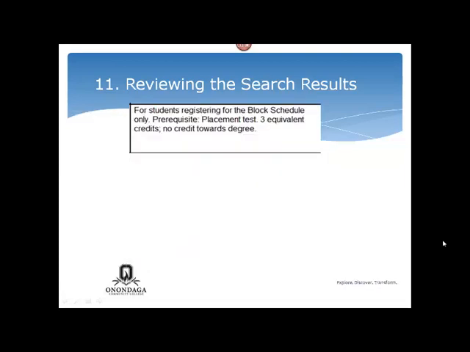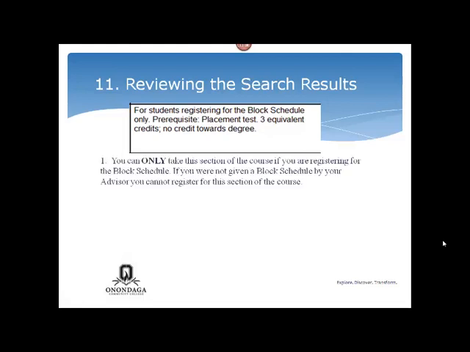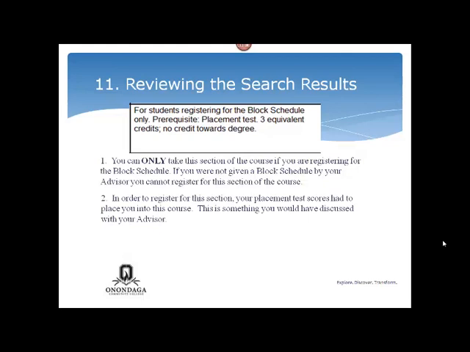Take a look at the screenshot of the search results for English 099 on the screen. The comments for the second section listed, Section 002, say, for students registering for block schedule only. Prerequisite, placement test, 3 equivalent, no credit towards degree. The first comment is telling you you can only take this section of the course if you are registered for a block schedule.